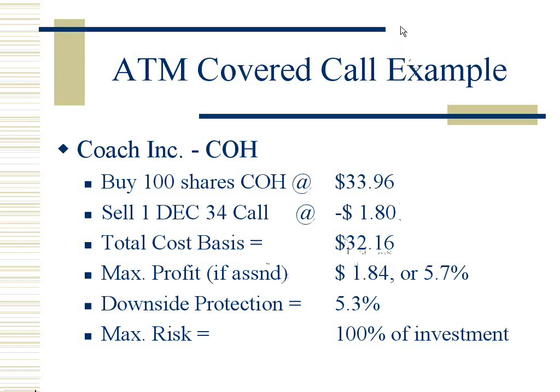If we're assigned at 34, the maximum profit will be $1.84, or 5.7%, a little bit higher than that potential 2.8% return we were looking at for Sears Holding that was in the money. But our downside protection for an at-the-money call is going to be lower. It's only going to be around 5.3%. Again, the risk is still 100% of the invested amount.